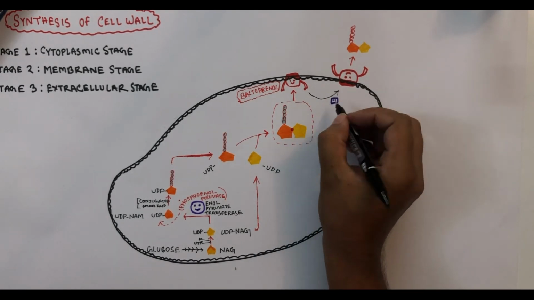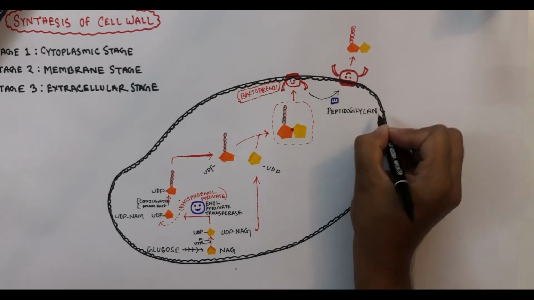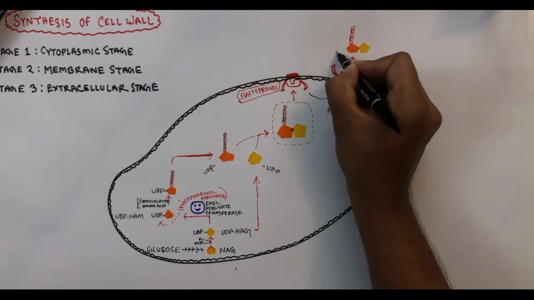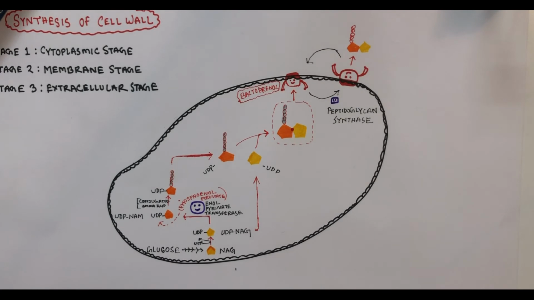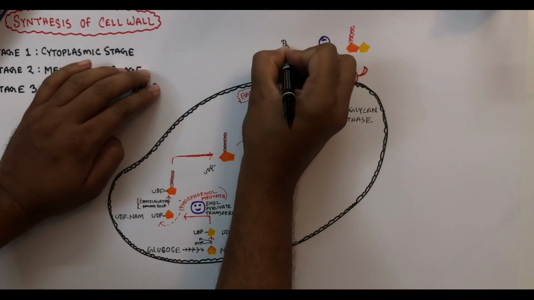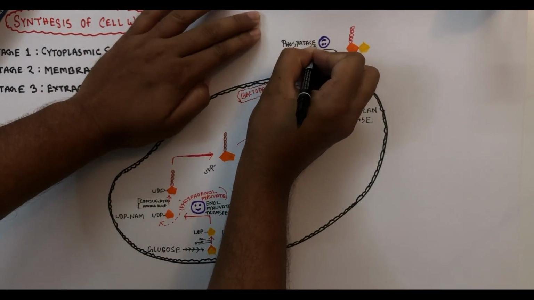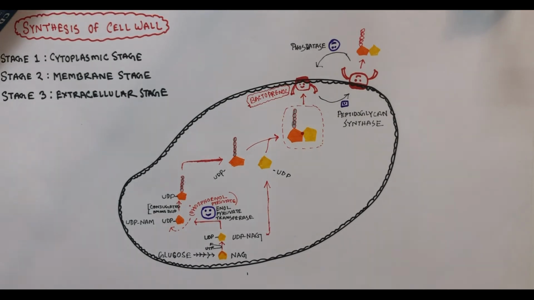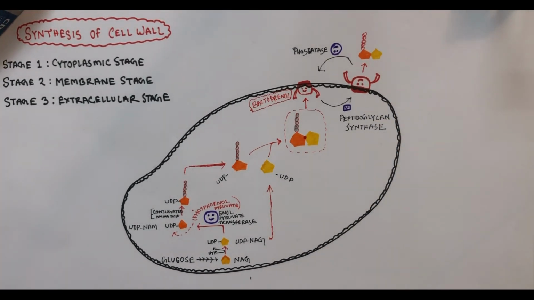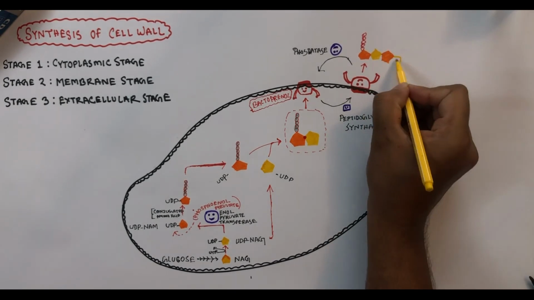The enzyme that works here is peptidoglycan synthase. After releasing the peptidoglycan, another conformational change occurs and the bactoprenol protein comes back to its former structure. And the enzyme that works here is phosphatase. This is how all the peptidoglycans that are produced are accumulated outside the cell.